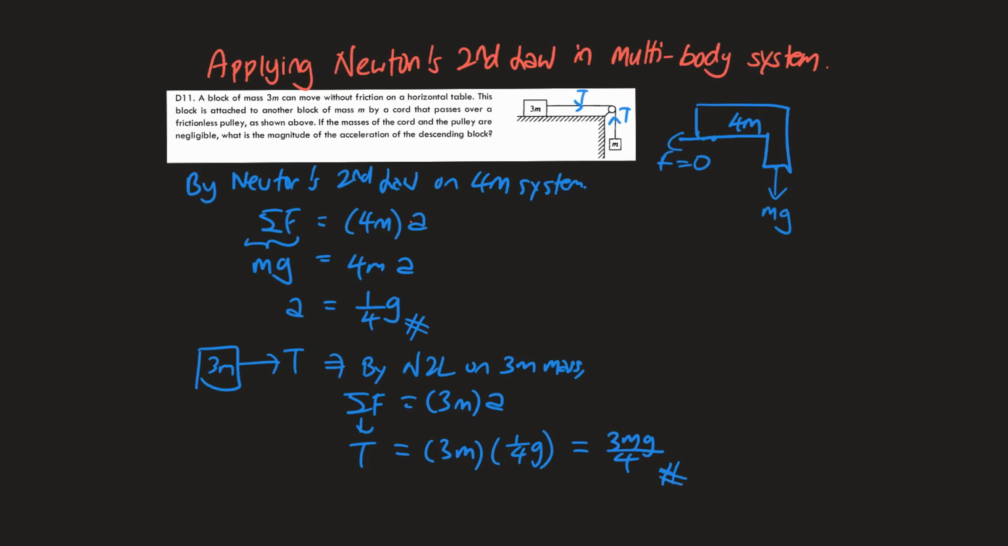I can do the same method using the 1m object also, but just be careful. On the 1m object, there is a tension force on it, and at the same time there is a gravitational force on it.